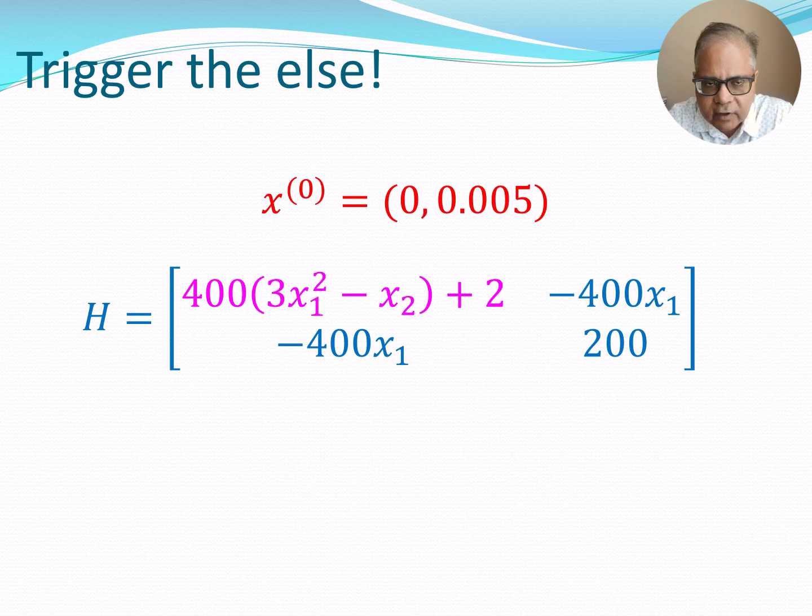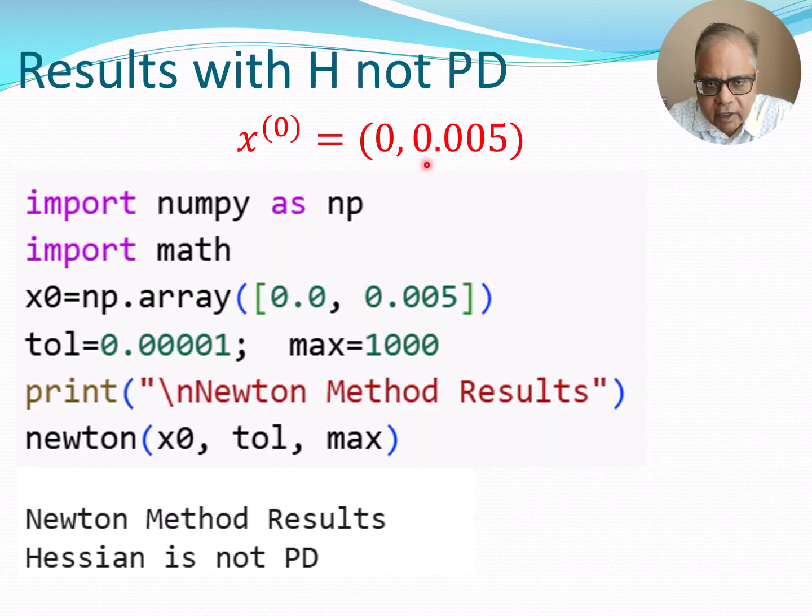So that's going to cause the first point itself to become singular and also the Hessian matrix to not be positive definite. So that's what happens when I use this particular point and run the code, the same main program, the same Newton and so on. I essentially get the output as Newton method results: Hessian is not PD.